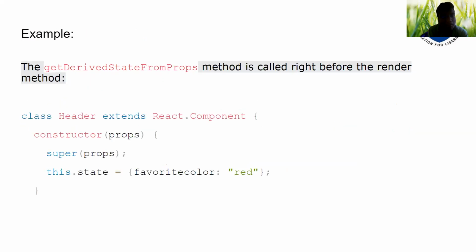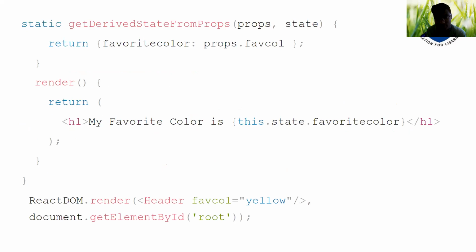Example: the getDerivedStateFromProps method is called right before the render method. class Header extends React.Component, constructor with argument props, super(props), this.state favorite color red. static getDerivedStateFromProps(props, state), return favorite color props.favcol.